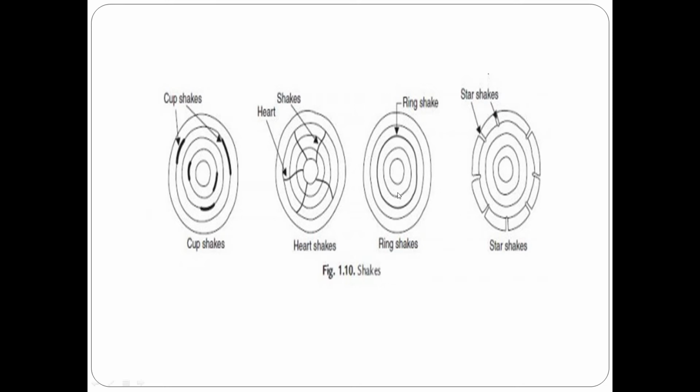Now, what are ring shakes? They are similar to cup shakes but they completely separate the annual rings. Now, what are star shakes? They are formed due to extreme heat or severe frost action. They develop wider cracks on the outside of timber from bark to the sapwood.